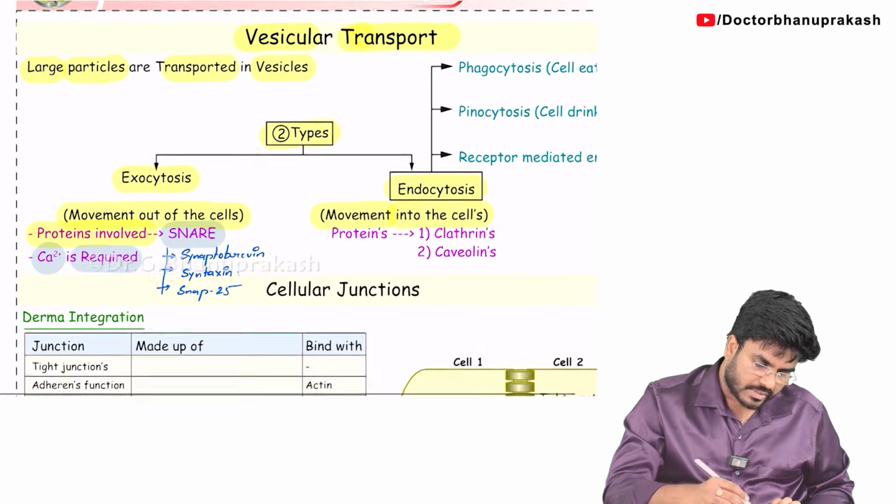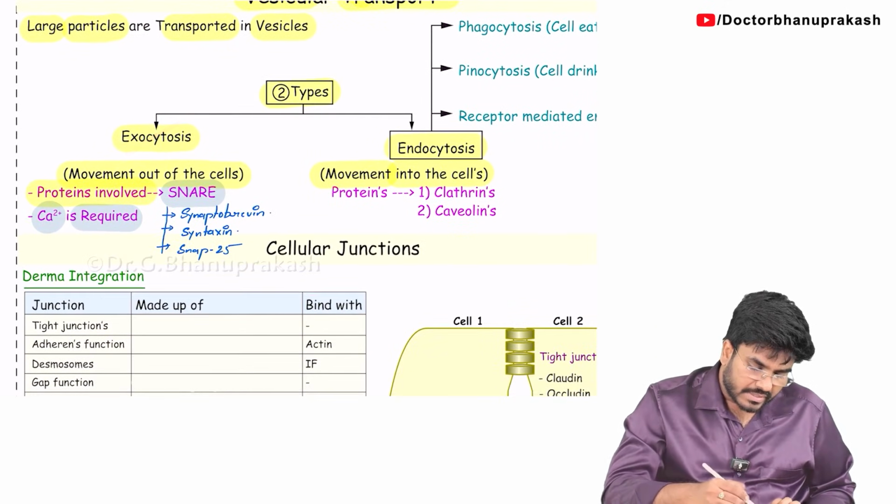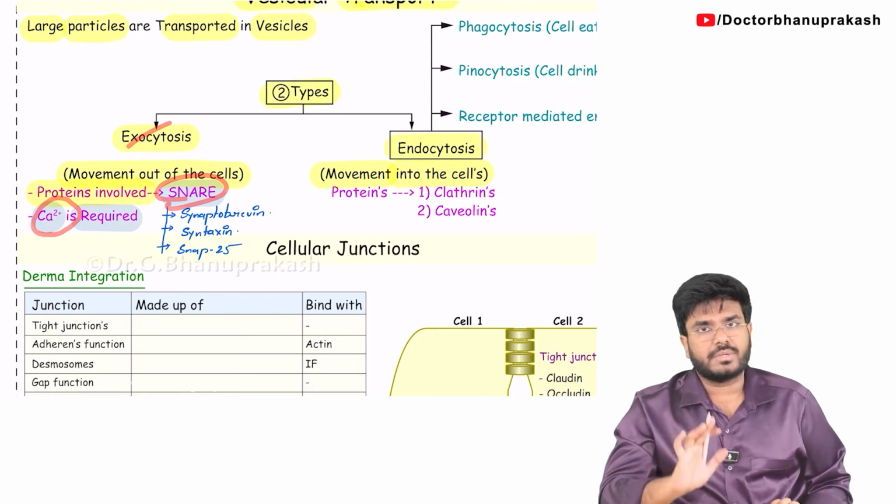So finally tell me, guys, what is required for exocytosis? Exocytosis requires SNARE proteins as well as calcium. SNARE proteins as well as calcium.